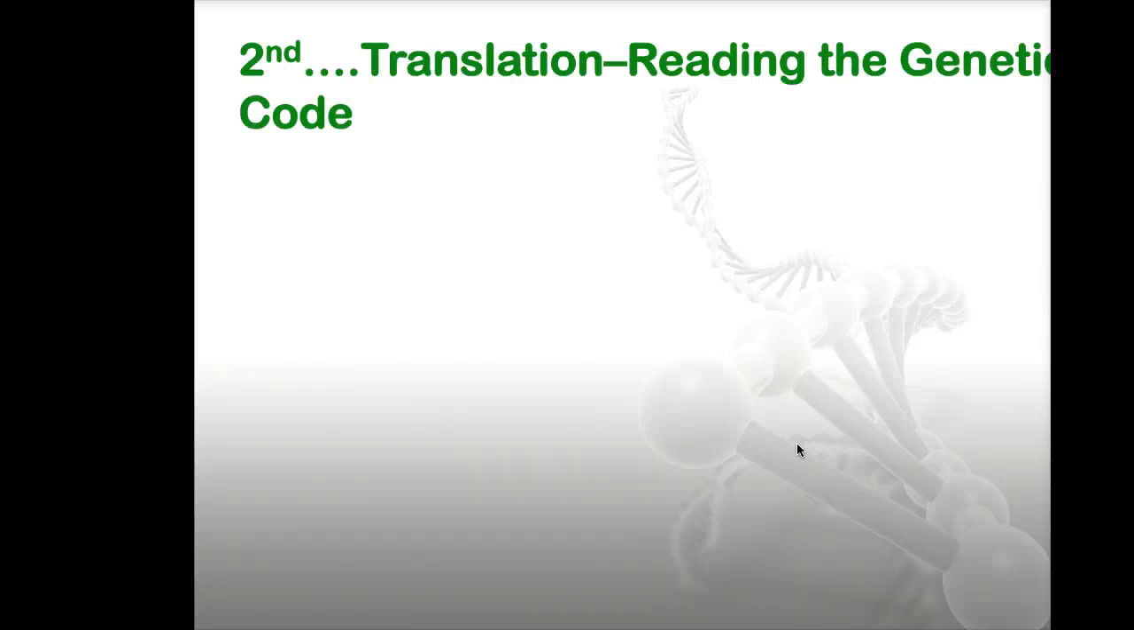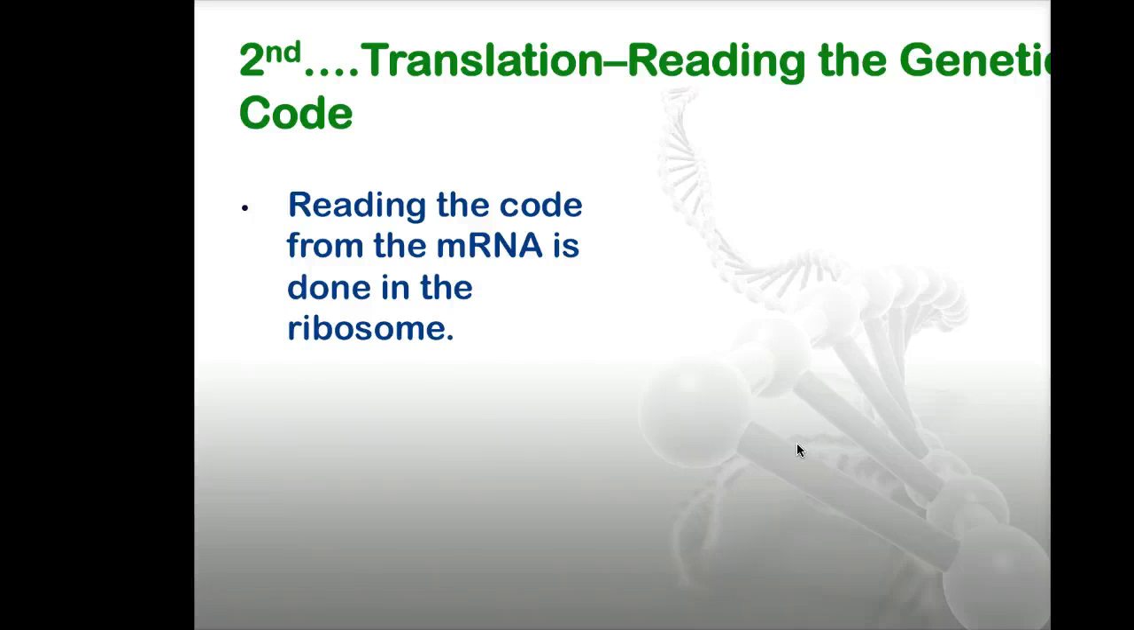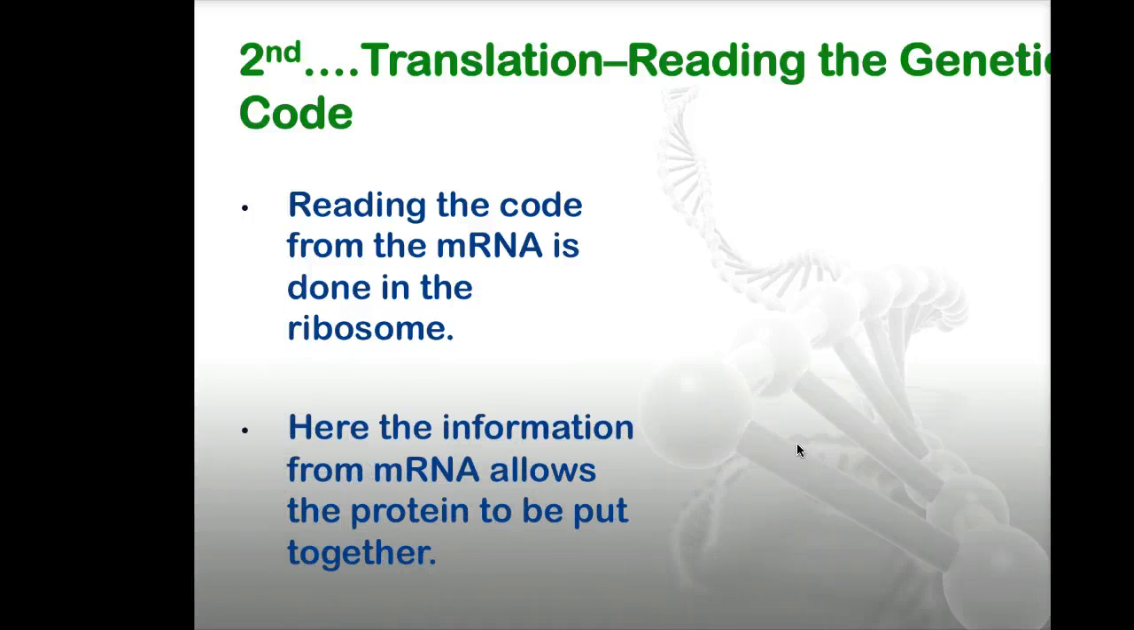All right, so let's see how this is made. This is the second part. This is translation. This is reading the genetic code and taking it from the language of nucleotides on the DNA and RNA strand and translating it into amino acids which make up the protein. So the first step is reading the code from the mRNA. The ribosome is responsible for reading that code, for reading the directions on the messenger RNA strand. This is the information that tells the ribosome which amino acids are next.